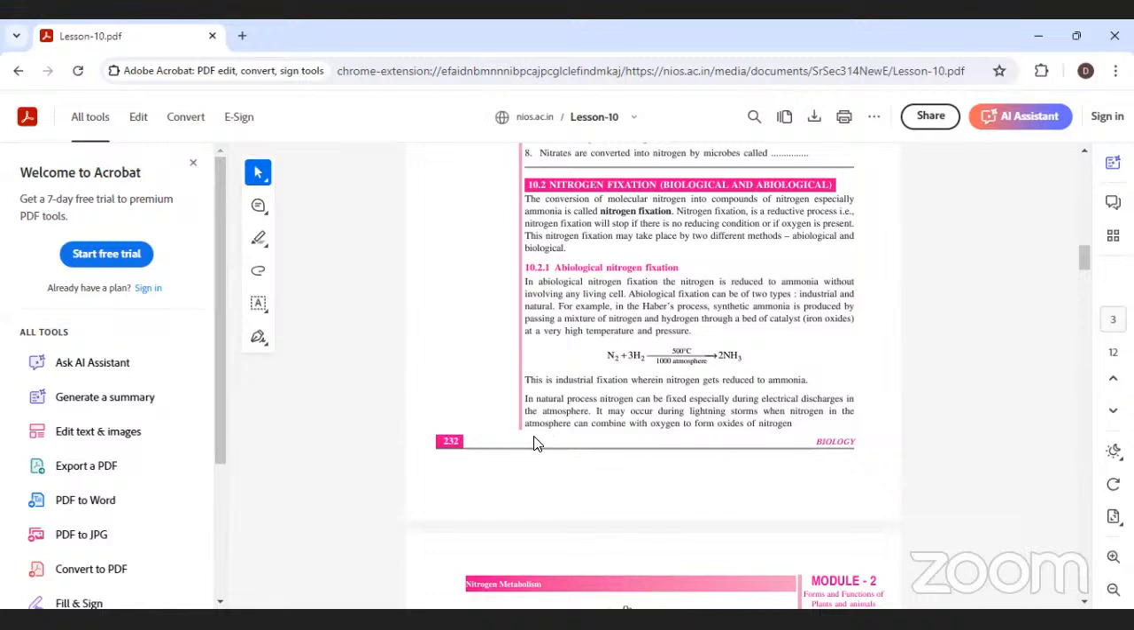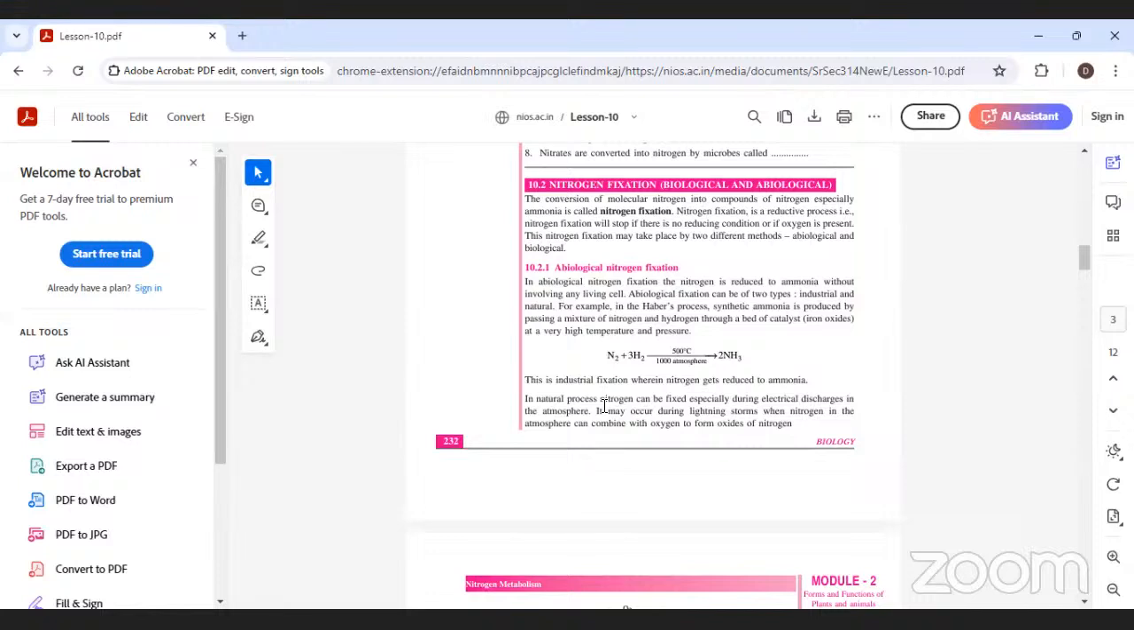This is nitrogen plus 3H2, hydrogen, nitrogen and hydrogen. The temperature is 500 degrees centigrade and the atmospheric pressure is 1000 to form ammonia. This is the industrial fixation, wherein nitrogen gets reduced to ammonia. This is an industrial process, done under laboratory conditions.